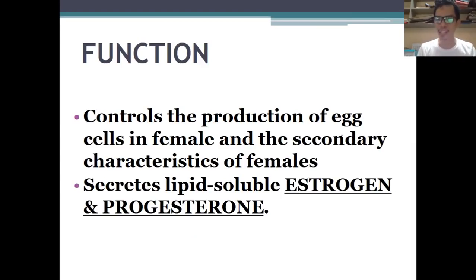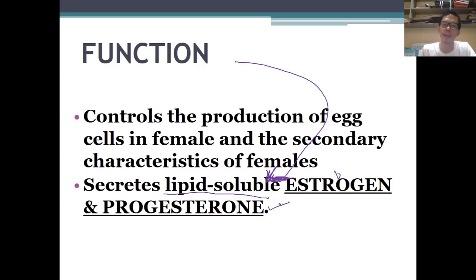So what it does is control the egg production. Without the help of the hypothalamus, there will be uncontrolled egg production in the female reproductive system. Again, before the hypothalamus, we have the pituitary. Then the pituitary will secrete a hormone that targets this secretion. The hormones secreted by the ovary are called the lipid-soluble estrogen and progesterone.